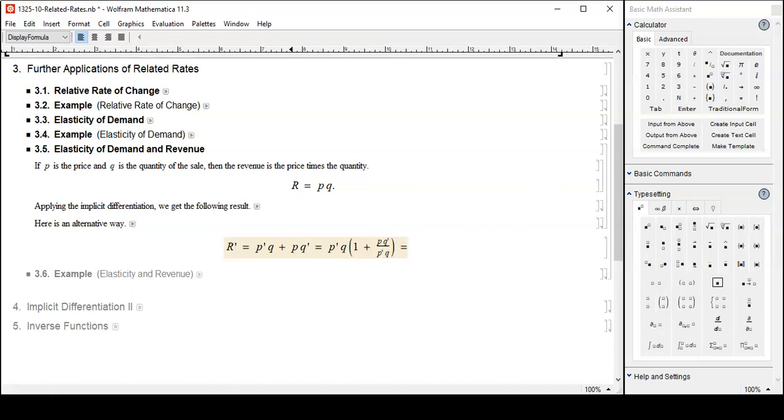If it doesn't make much sense, then you can start from the right hand side and break up the parentheses. Distribute and we get P prime Q. Distribute here and then denominator disappears and we have PQ prime. Same as this.